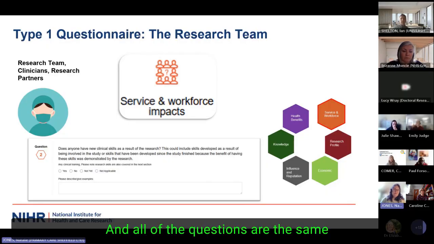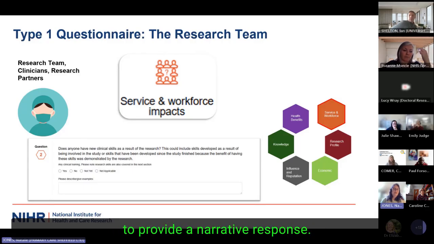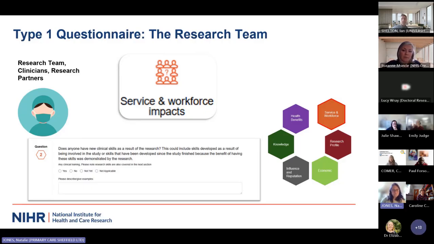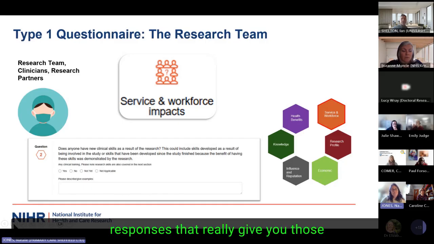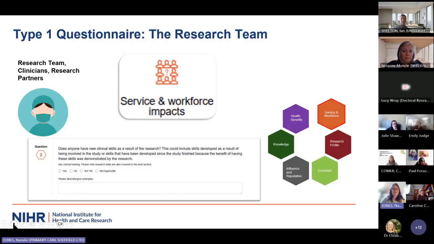And all of the questions are the same in Victor. It's a yes, no, not yet, or not applicable, and then an invitation to provide a narrative response. And it's the narrative responses that really give you those golden nuggets of impact.